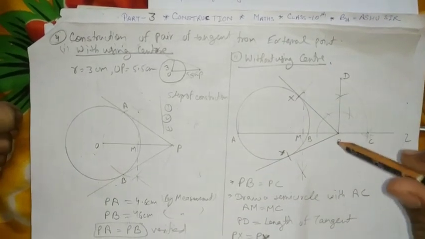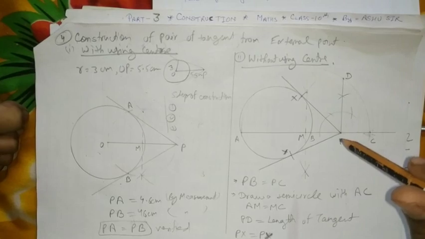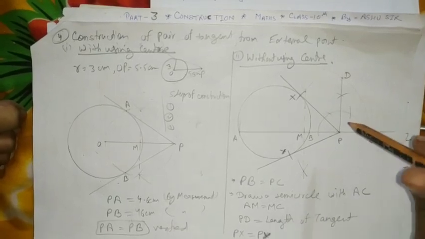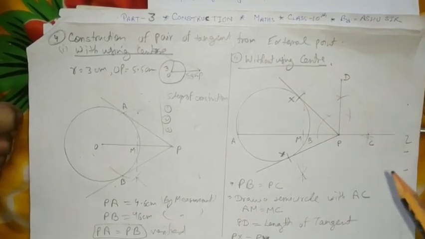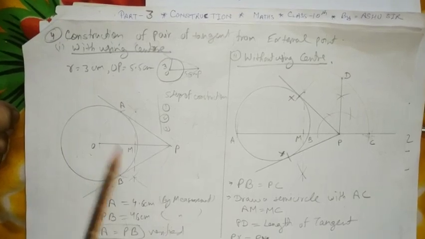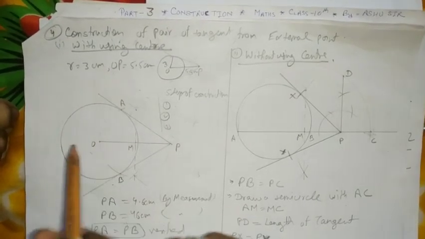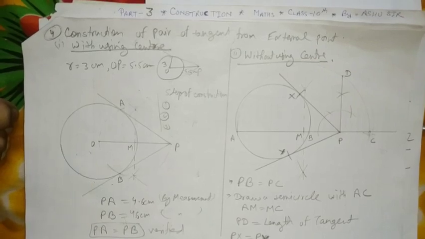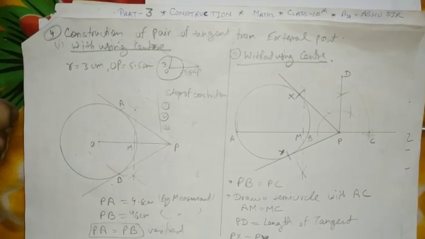These constructions are the tangents drawn from an external point without using center. And this is the one with using center. This is very, very important. Okay? I hope you constructed along with me.